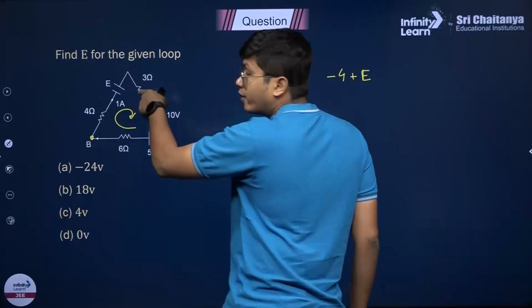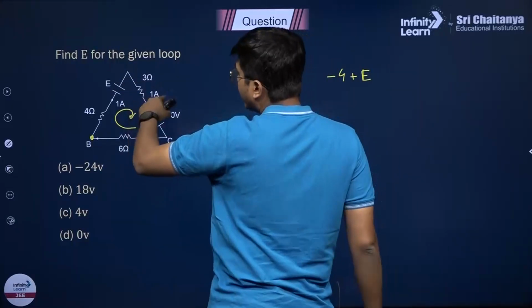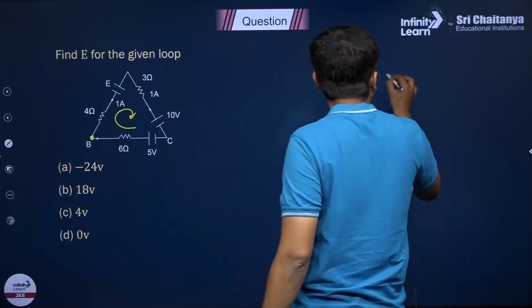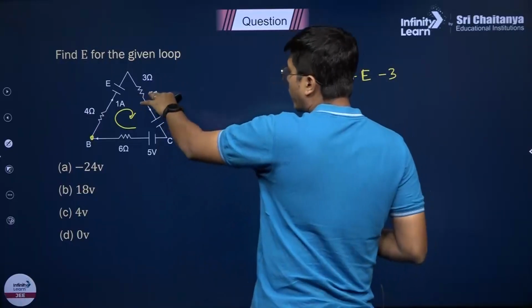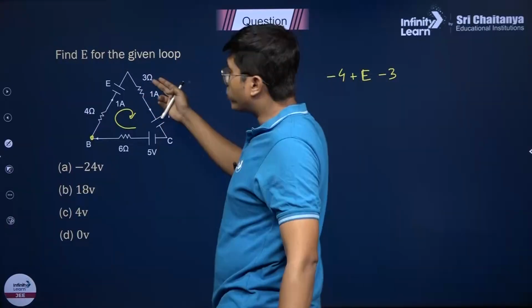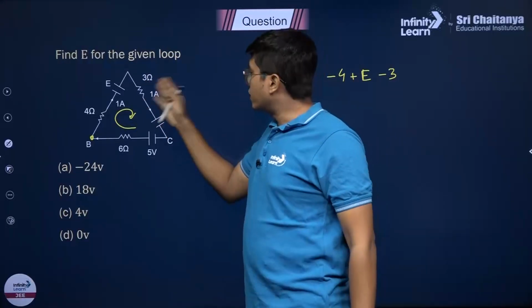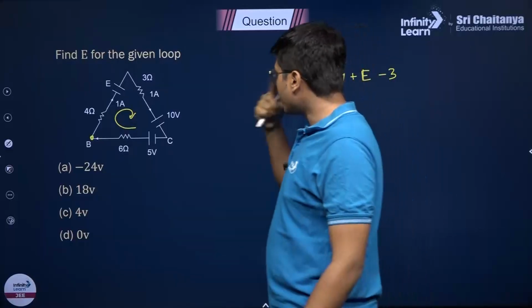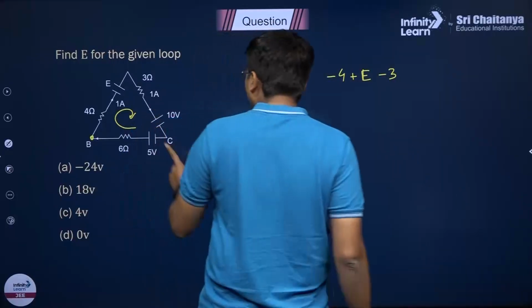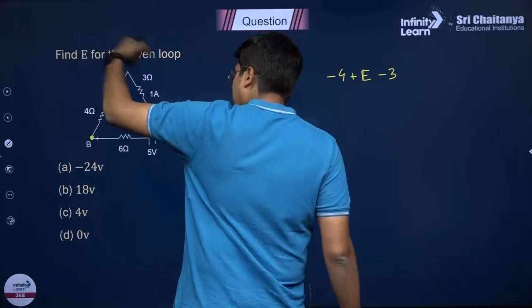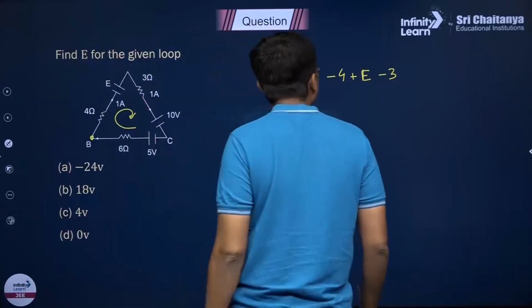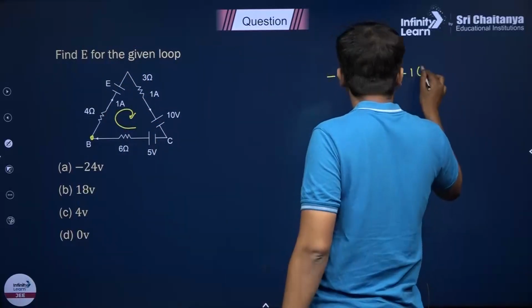Then I come to this 3 ohm. Over here I'm still moving in the direction of current, which means this will come with a minus 3. 3 into 1, okay? I don't want you to think I'm just putting the resistance. Since the current is 1, that is why I'm just putting 3. It's effectively 3 into 1. Then you come to 10 volt, but this 10 volt is directed opposite. My loop is moving in this direction, 10 volt directed opposite. So this will come with minus 10.